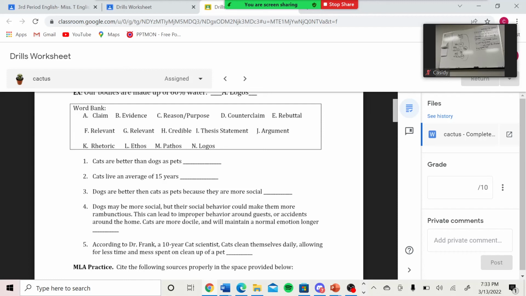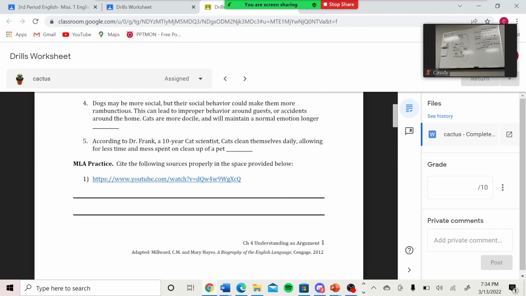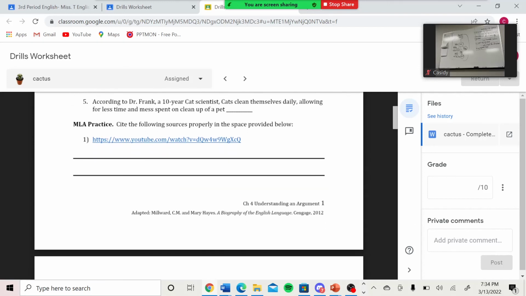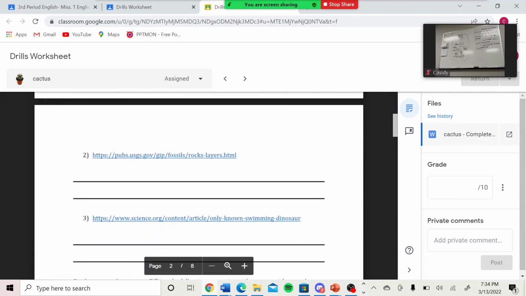So, cats are better than dogs as pets. You will put one of those letters or the word down for which one you think is right. After that, I have included some websites that should have most of the information.